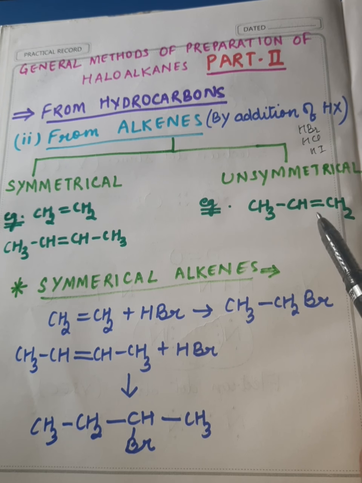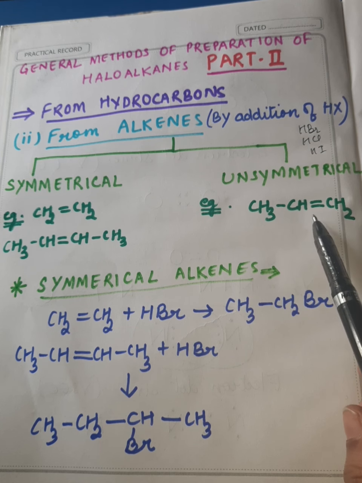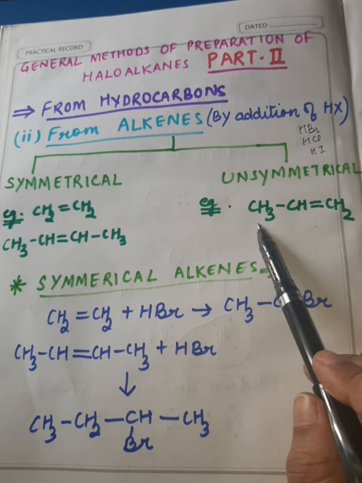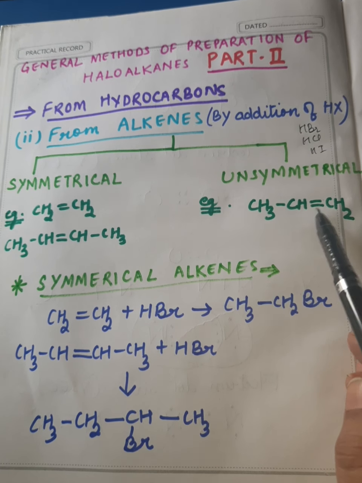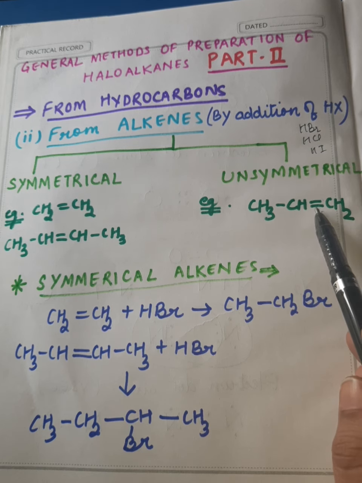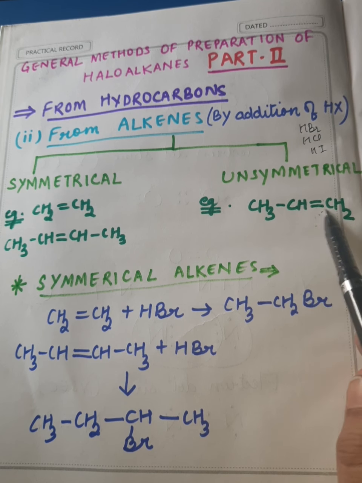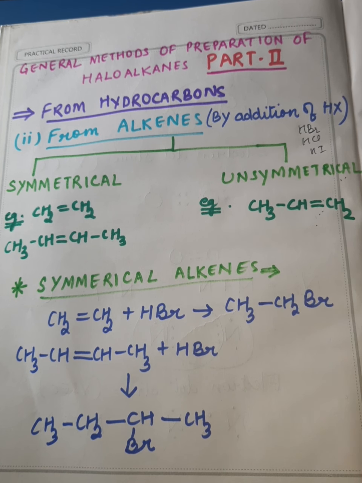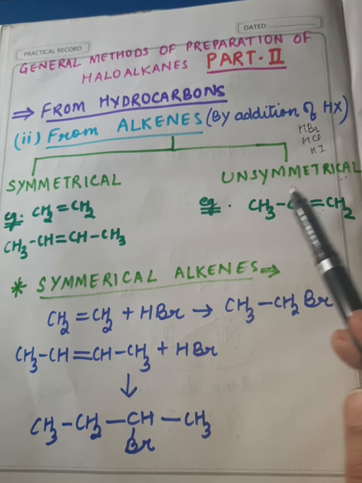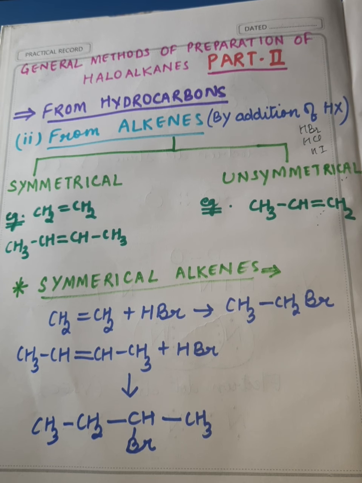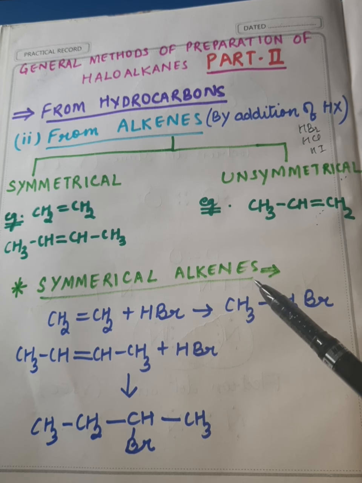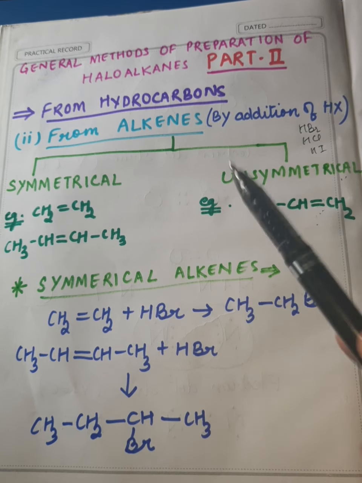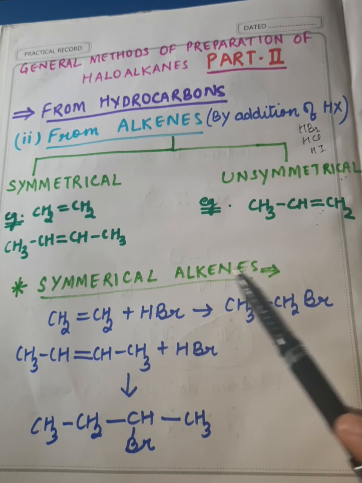And the second type is unsymmetrical alkenes. Unsymmetrical alkenes are those in which around the double bond there are different numbers of carbons or hydrogens, like here this propene. In propene, around the double bond, both the carbons have a different symmetry, so this becomes an unsymmetrical alkene. Since we have two types of alkenes, we will have two ways to prepare haloalkanes. First, I'm going to show you the preparation of haloalkane using symmetrical alkenes.